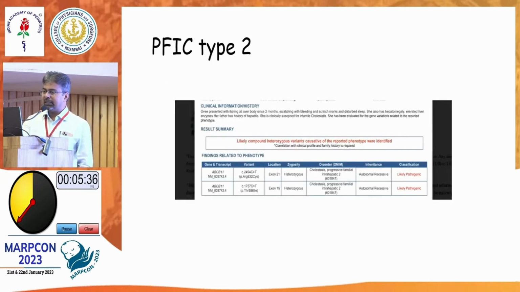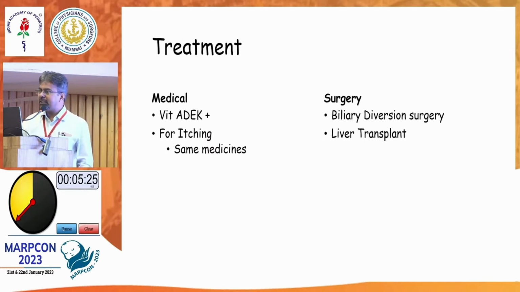We again did the whole exome sequence, and that showed ABCB11, that is type 2 PFIC, and the child was started on vitamin E, D, K, and for the itching or pruritus, the same medications: rifampicin, ursodeoxycholic acid, ondansetron, cholestyramine. So the combination has to be given for the treatment. The beautiful part of this disease is that if the itching is intractable or the disease is progressing, you do biliary diversion surgeries, and with biliary diversion surgeries, you can have good control of the itching, and the liver progression also gets halted.